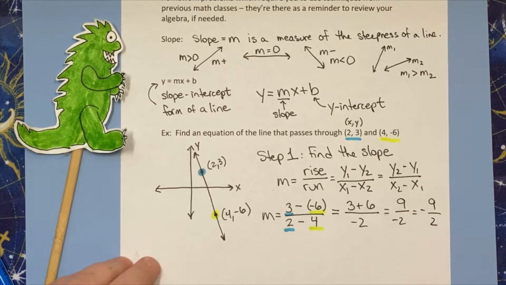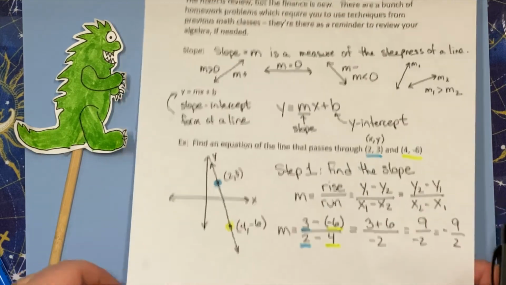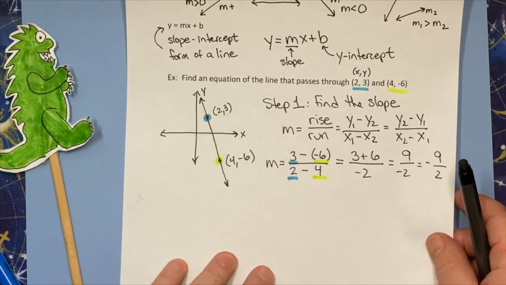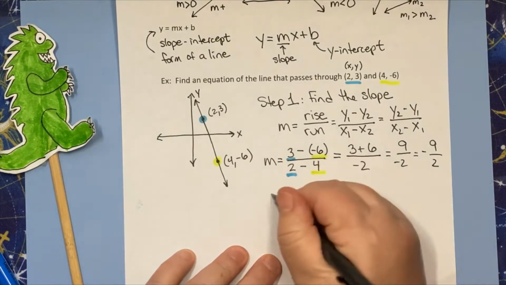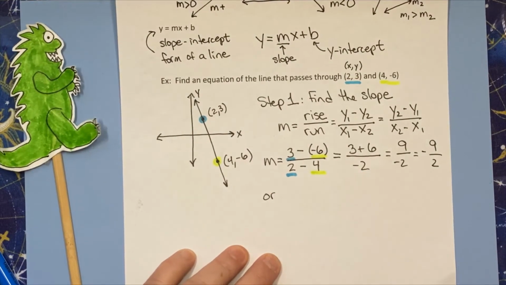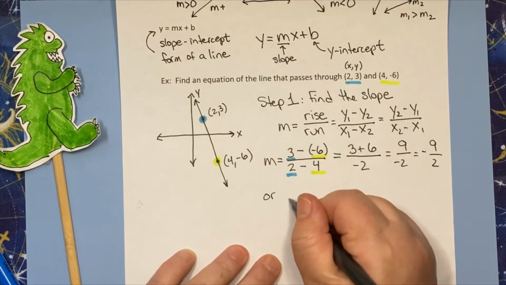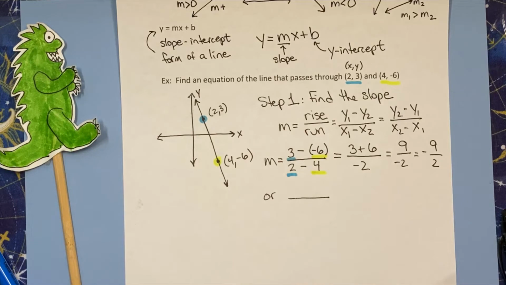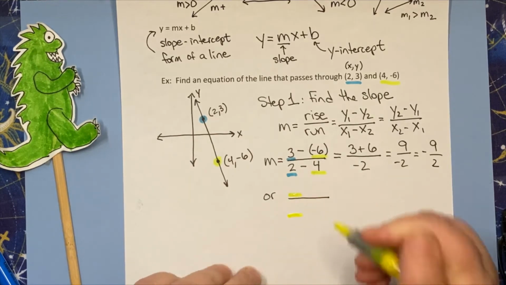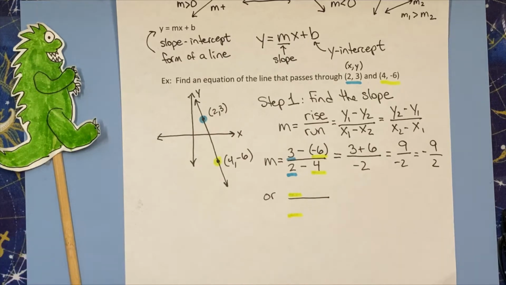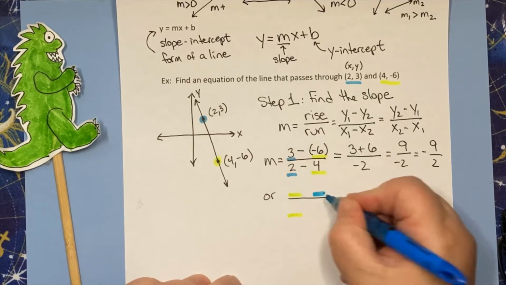Now, something that people often ask, and I often answer. In fact, I'm going to answer this time. Can I work out the slope the other way? Absolutely. You do not have to pick one way or the other. So in other words, this time I'm going to start with the yellow values, and then I'm going to subtract the blue values.